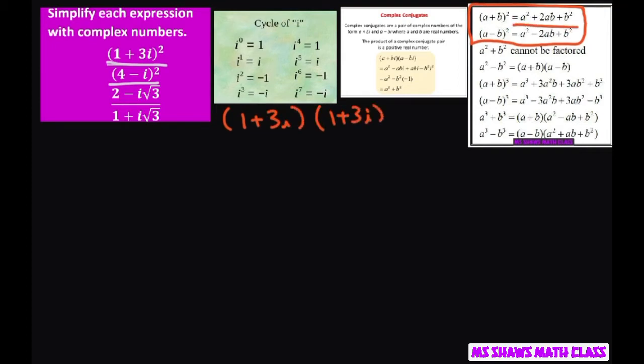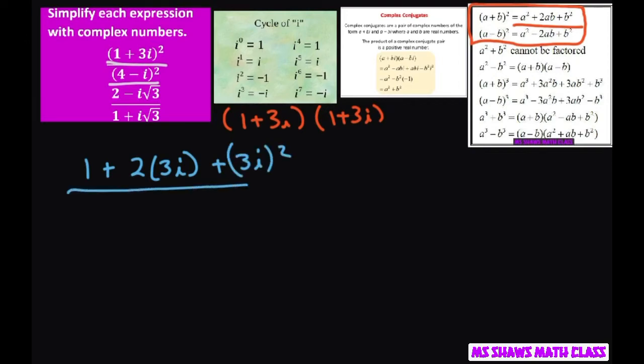I just like to use this A and B. So your A would be 1 and your B is 3i. So when you expand that, you're going to get 1 plus 2ab, so 2 times 1 is just 2, times 3i, plus 3i squared.